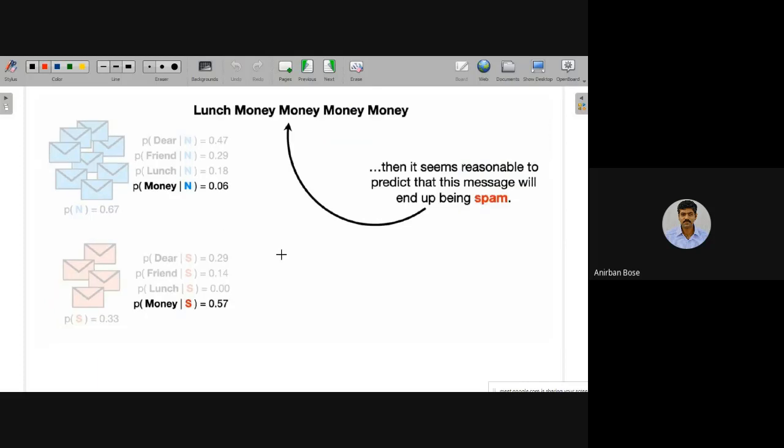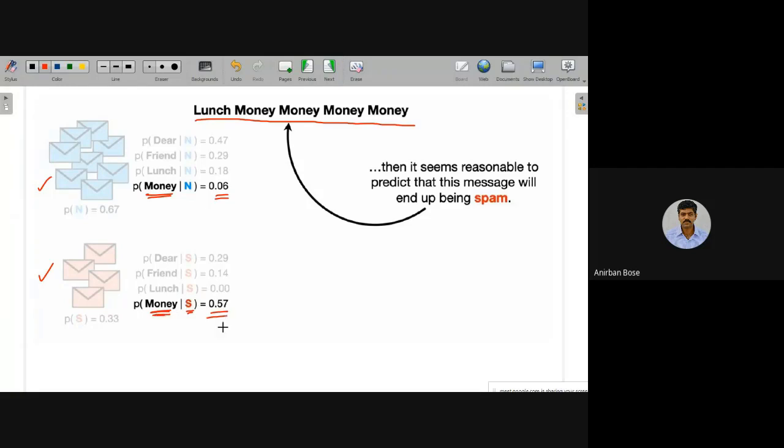Now let's take another example, a different email. Let us consider that the email is "lunch, money, money, money, money". So 4 times "money" is there and "lunch" is there. Okay. Now if you see our emails, you will find that the probability of the word "money" in a normal message is only 0.06, whereas if it is a spam and "money" is there, its probability is 0.57.